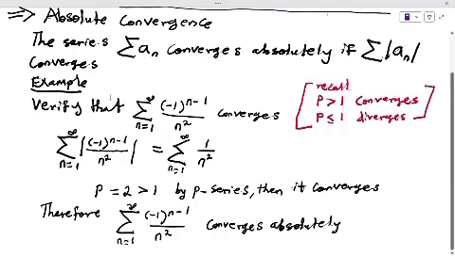According to the definition, this series A sub n converges absolutely if the absolute value converges. When we find the absolute value using the P series, we saw that it converges. So that means this series also converges absolutely. Is that clear? Good. All right, so now let's look at the second part of this topic.